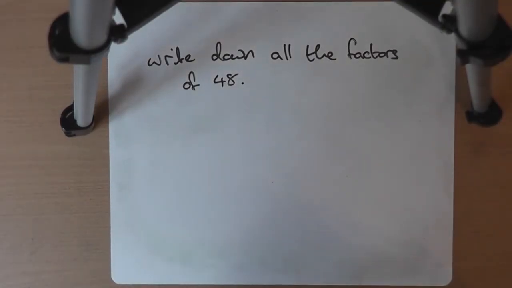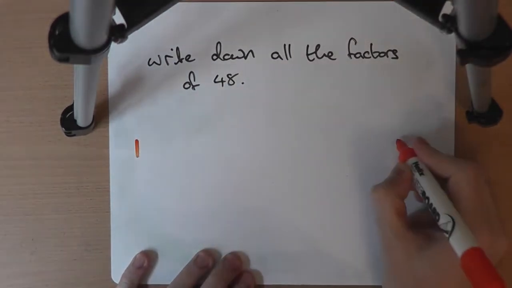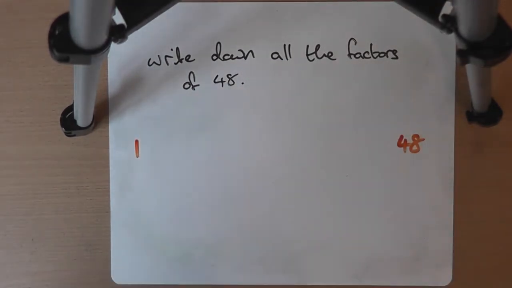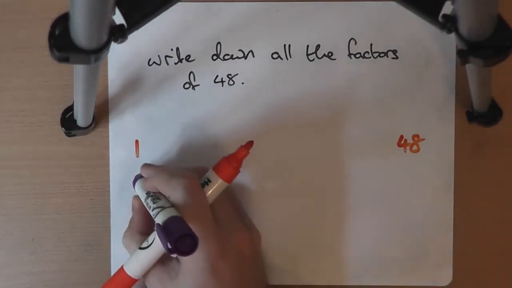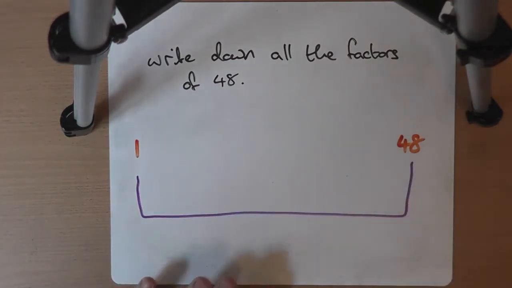Write down all the factors of 48. So once again, we're going to bound our list. We're going to start with the smallest factor and the largest factor, 1 and 48. If we want to put the connecting line in to show that they are a pair, we can, but that again is personal preference. We're going to move up from 1. We're going to check the next number up, which is 2.